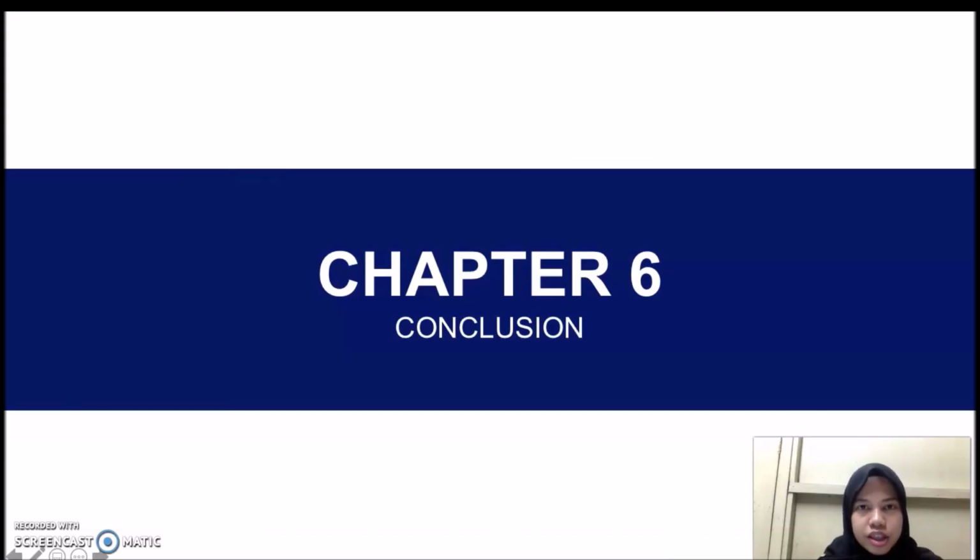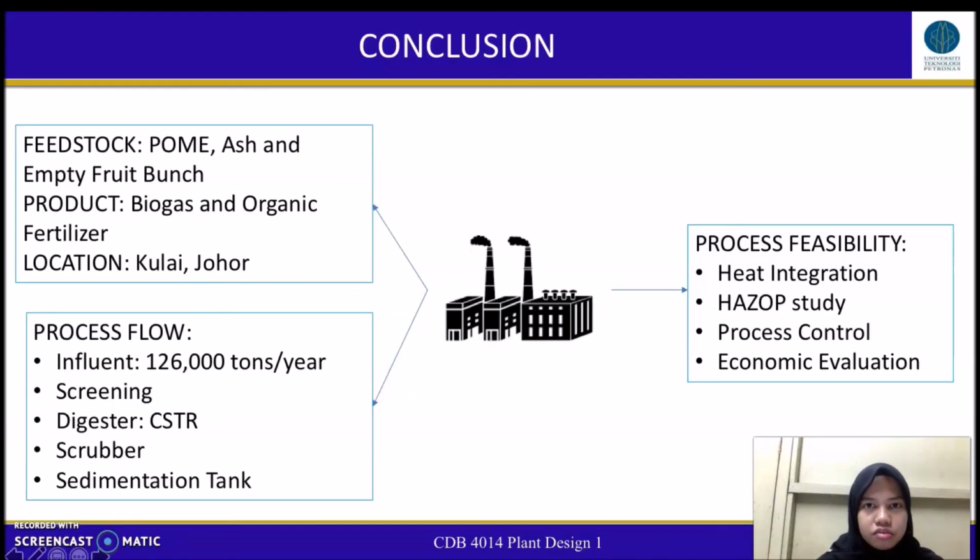So here we are at the last part of our presentation, which is the conclusion. So our team is able to construct a plant design which takes in POME, ash, and empty fruit bunch as feedstock. And from this feedstock, we are able to produce biogas and organic fertilizer. Our plant is expected to be in Kulai, Johor. In regards to our process flow, we are able to take in 126,000 tons of POME per year.